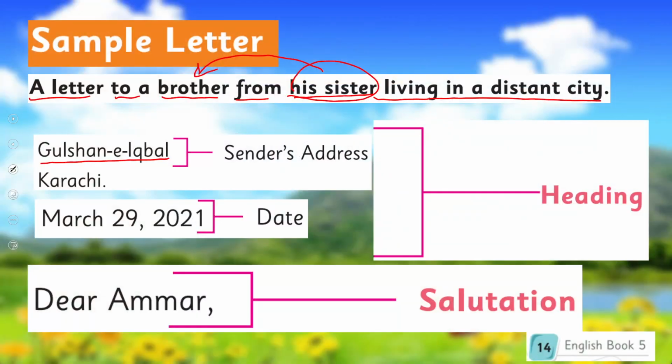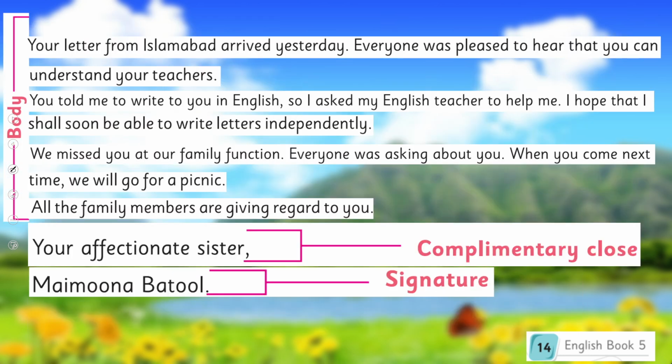Now, you know, it's the address of the sender, Gulshan Iqbal, Karachi. This is the date. And these two parts together are the heading of the letter. Then she said, Dear Amar, this is the name of her brother. This is the salutation. Next comes the body of the letter. What is she writing? Your letter from Islamabad arrived yesterday. Everyone was pleased to hear that you can understand your teachers. So it means the brother is studying somewhere in Islamabad, she has mentioned.